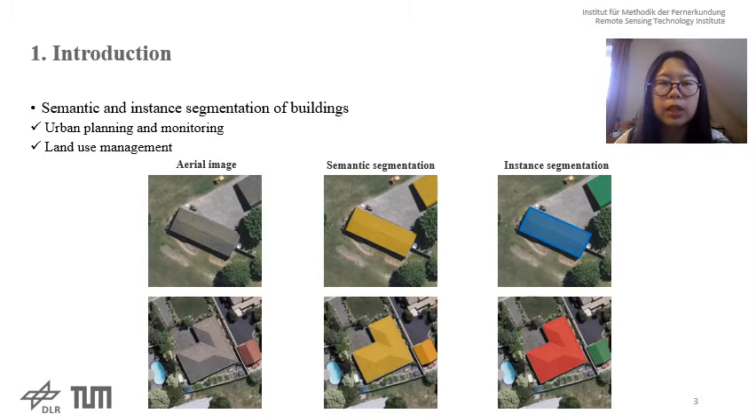Semantic segmentation is to assign each pixel with a label of building and non-building. But the purpose of instance segmentation is to separate different instances of buildings.